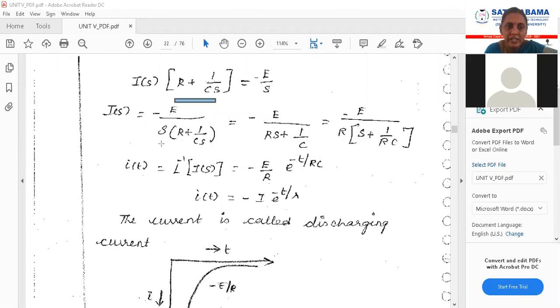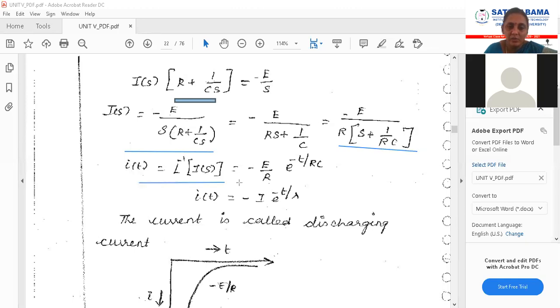So if you see here, it will be I of S is equal to minus E by S into R plus 1 by SC. Or this will be minus E by R into S plus 1 by RC. Or I of t is equal to Laplace inverse of I of S. So that's how you get I of t value. You have to take a Laplace inverse, right? So I of t is equal to L inverse of I of S.